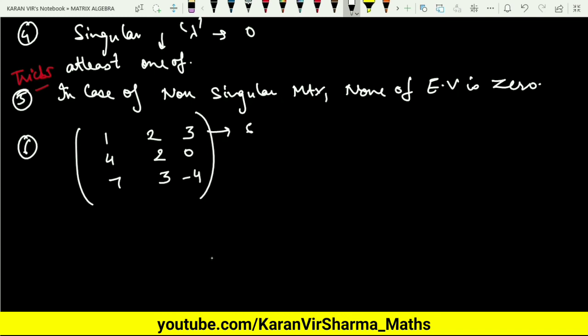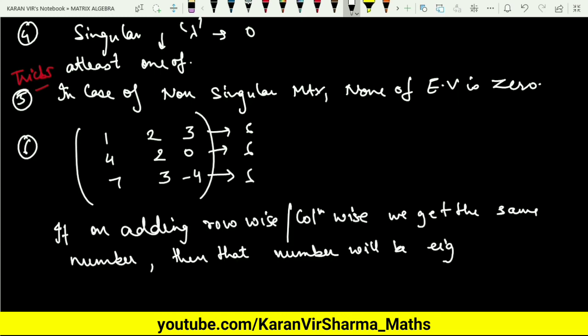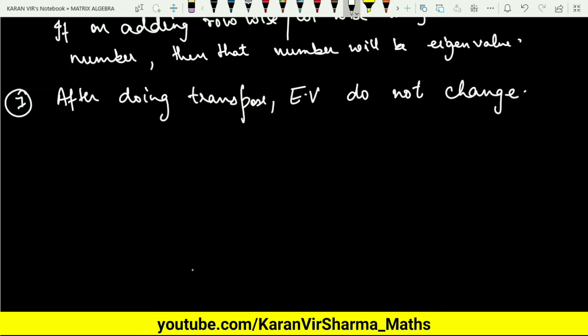Again, 4 plus 2 plus 0, that is 6. Again the third row, 7 plus 3 is 10, minus 4, which is again 6. So the trick says that if I'm adding row-wise or column-wise and we get the same number, then that number will definitely be the eigenvalue. The last remark is, after taking the transpose of the matrix, the eigenvalues never change. Keeping all these remarks in mind, let us solve a few questions.